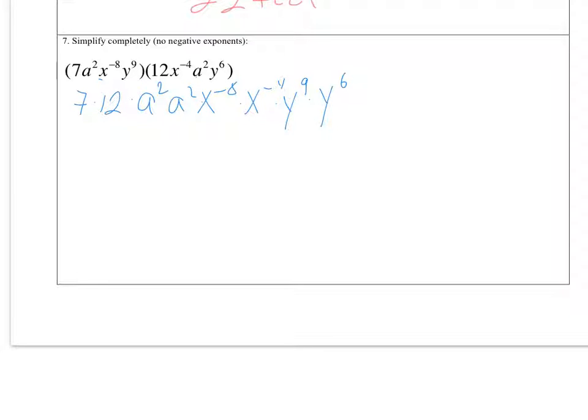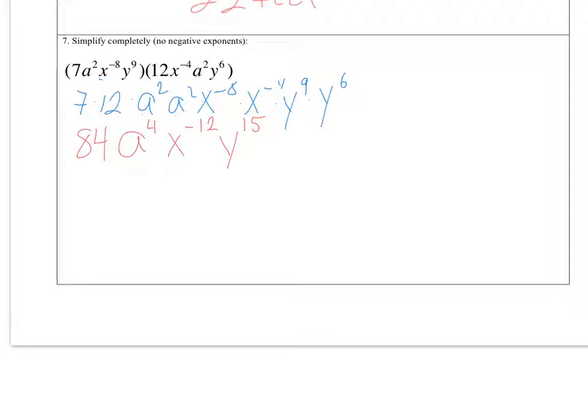And now I'm going to start combining things. So 7 times 12 is 84. A squared times a squared, I'm going to multiply those, so I'm going to add the exponents. 2 plus 2 is 4. X to the negative 8, x to the negative 4. I'm multiplying, so I'm going to add those exponents. That's going to be x to the negative 12. Y to the 9, y to the 6 is going to be y to the 15, because 9 plus 6 is 15.